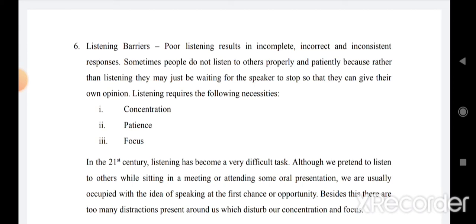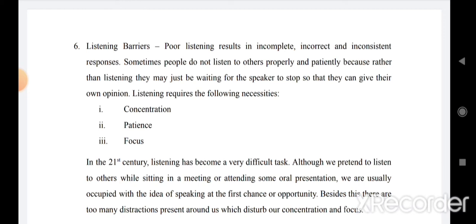Now, listening requires the following necessities. There are three things which can make you a good listener. The first one is concentration, the second one is patience, and the third one is focus. If these three attributes are there in you, then you can become a good listener, and then listening barriers can be easily avoided.